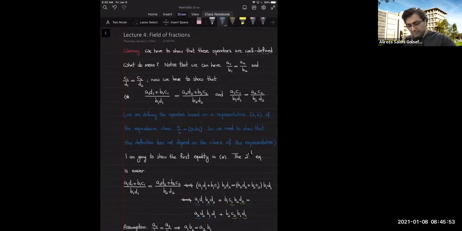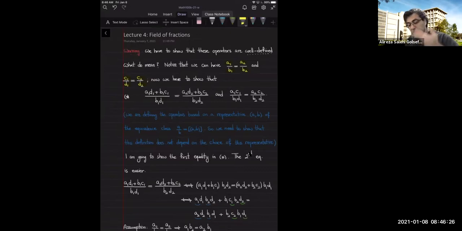So again, let's make it precise. If I manage to write down the same fraction a1 over b1 by two other elements, a sub 2 and b sub 2, and if I manage to write down the fraction c1 over d1 by some other pair of elements of the integral domain, c sub 2 and d sub 2, then I have to say that I end up getting the same addition. The formula that we have for addition ends up giving us the same fraction.